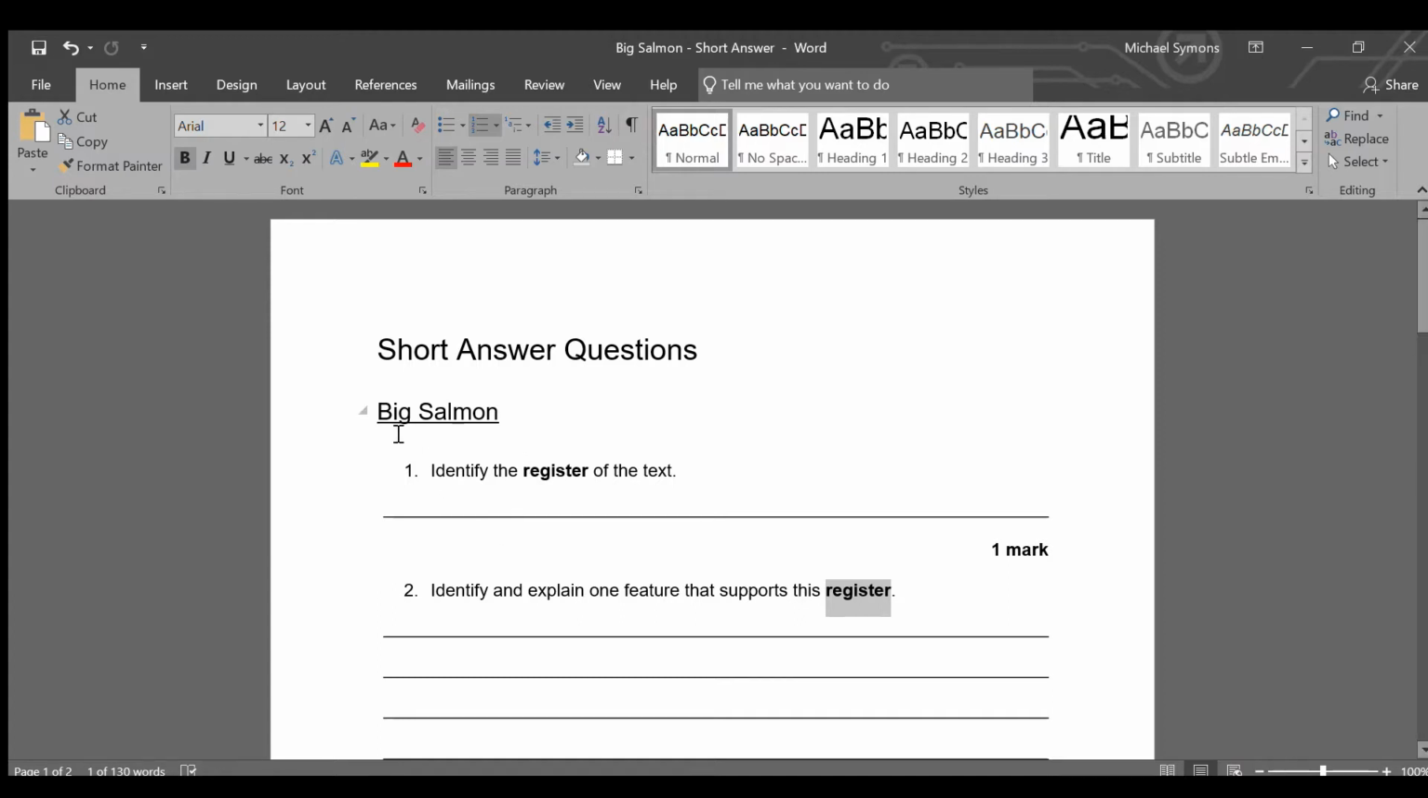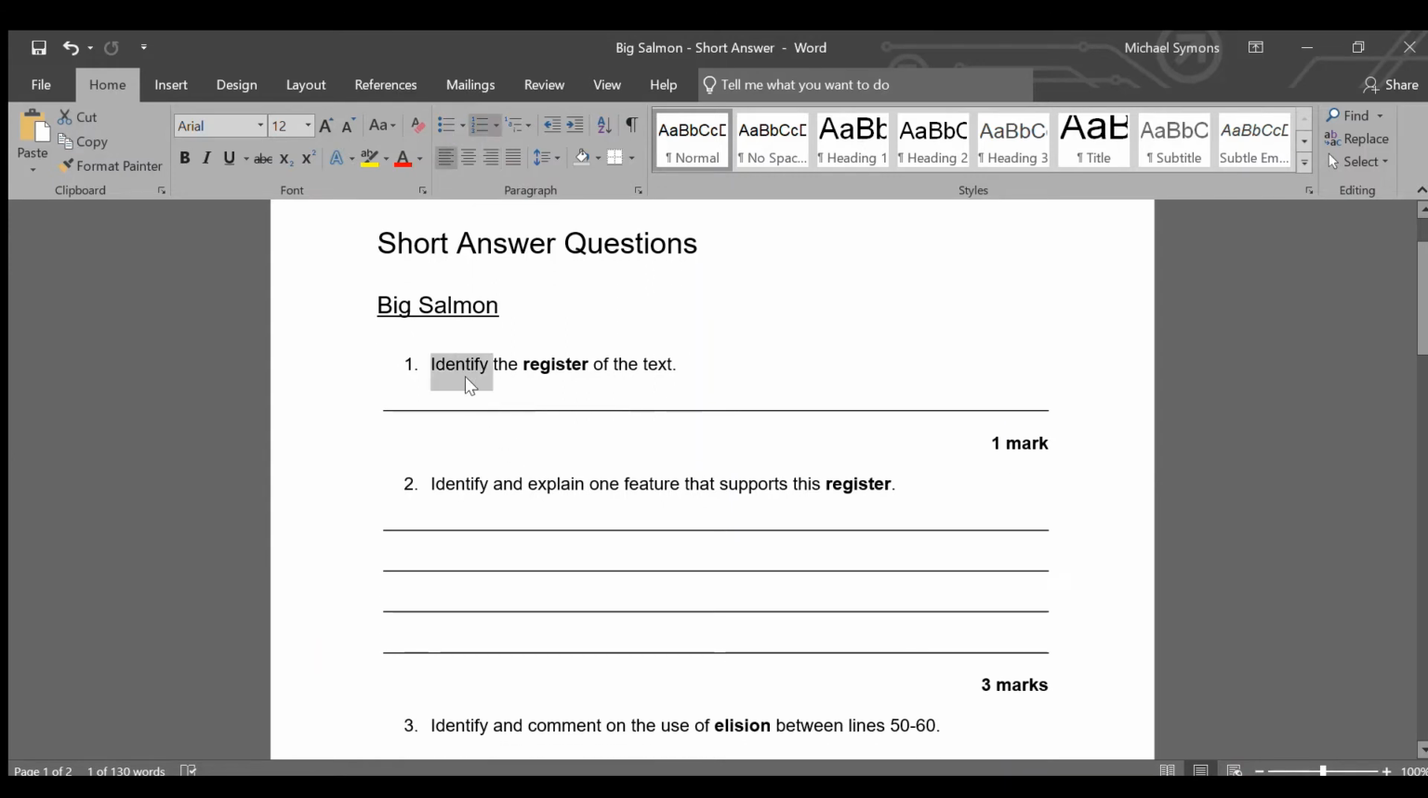Before you listen to this, you should have read the Big Salmon text. You should have attempted to answer these yourselves, so you should have a full list of answers. All right, let's have a look. Identify the register of the text. Notice that identify is lower order thinking, and that's all the verb says to do. Identify it, and then 1 mark. So if you just said formal or informal, you'd get 1 mark. If you said it's formal, then you don't get any marks because that's wrong. It is very informal. So you just say informal because all it asks you to do is identify it.